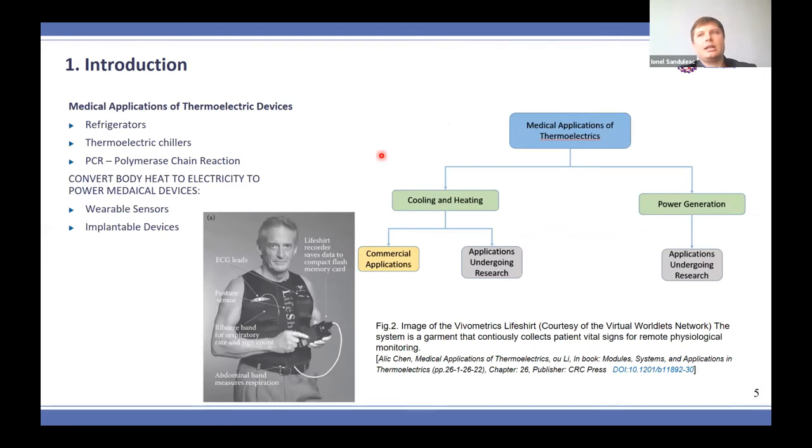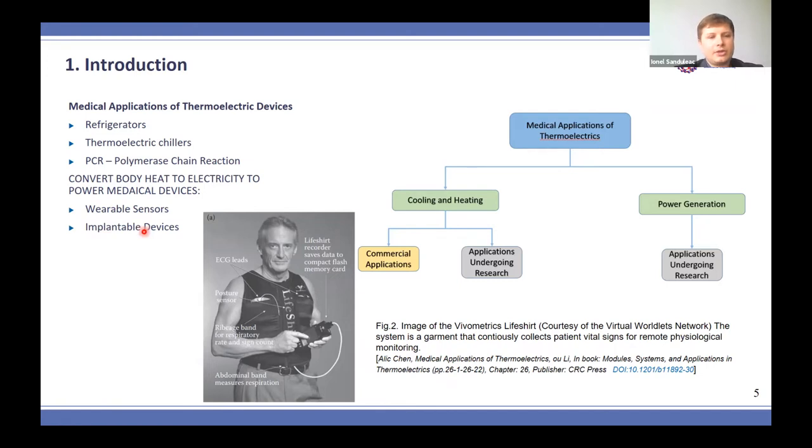also a big area of application of such materials is the biomedical applications area, which includes refrigerators, thermoelectric chillers. Also, thermoelectric modules are used in devices performing polymerase chain reaction. Here we need accurate temperature control. So the usual refrigerators are not feasible for this purpose. Also, it is very interesting to explore the domain of converting body heat into electricity to power medical devices and sensors. Here are wearable sensors, implantable devices, and so on.